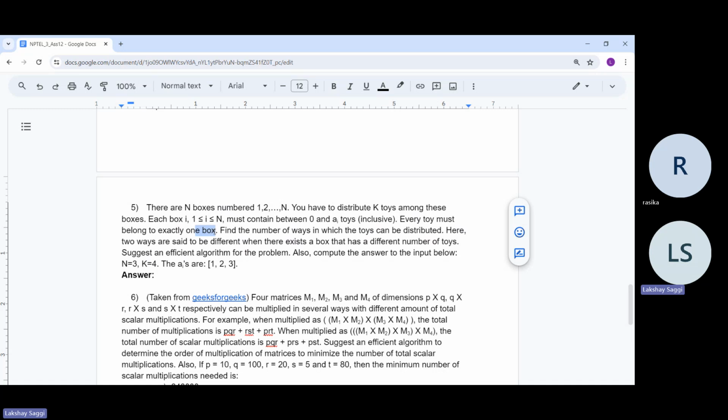Obviously, since every toy can go into one box only. Now what we need to find is the number of ways in which the toys can be distributed. So what this means is that we have to put the toys inside these boxes. We are given k toys. We are given these n boxes, and for each of these boxes, we are given constraints of lying between 0 and ai. And now the problem asks us that every toy must belong to exactly one box. Find the number of ways in which the toys can be distributed. Here, two ways are said to be different when there exists a box that has a different number of toys.